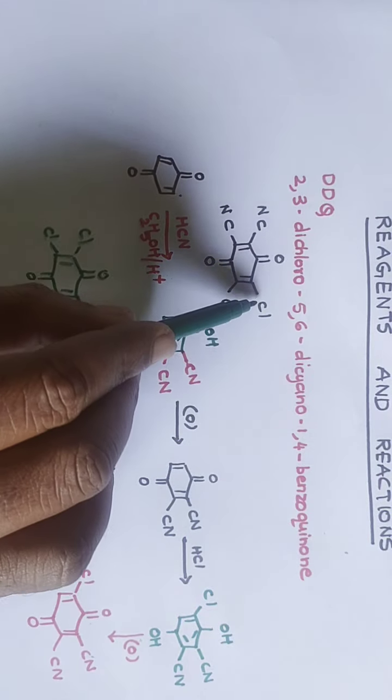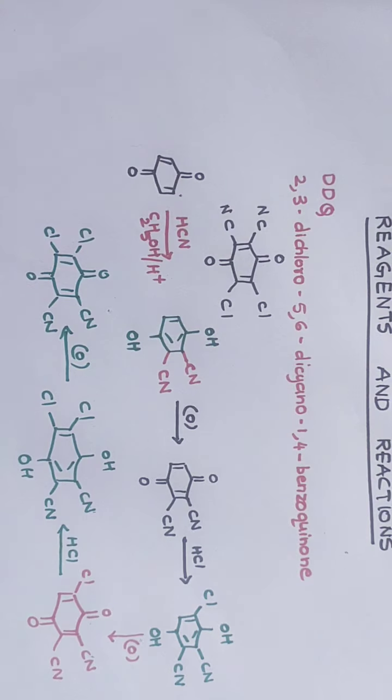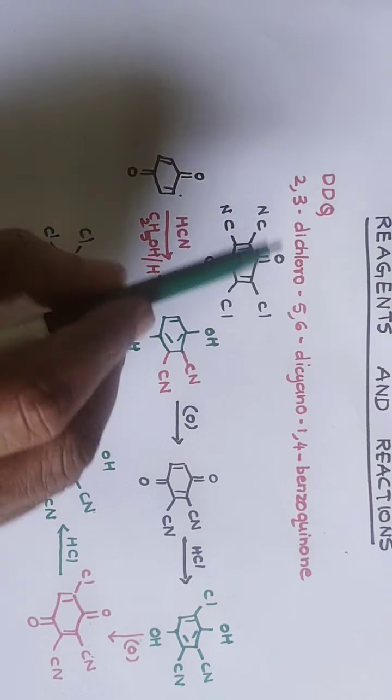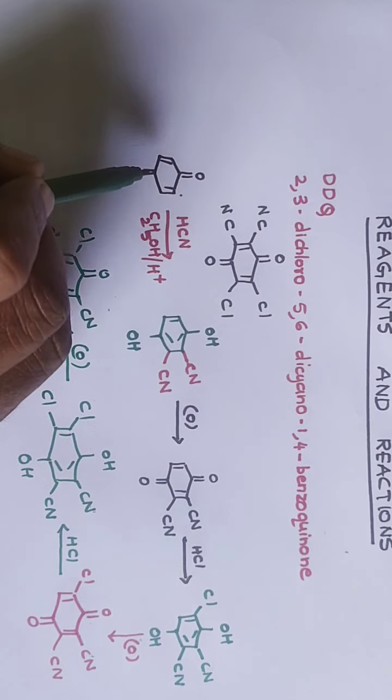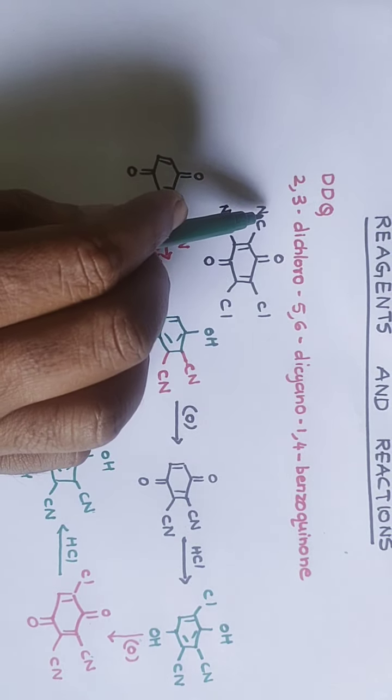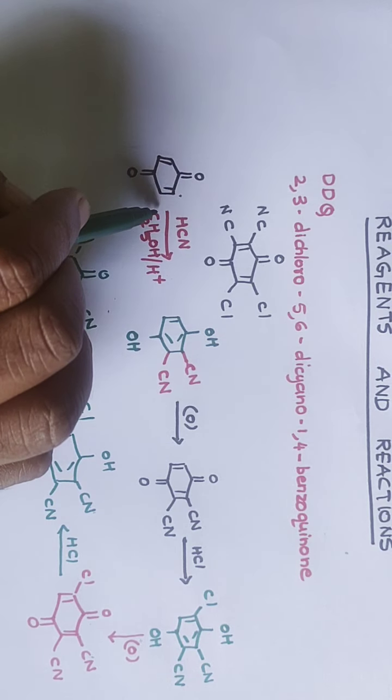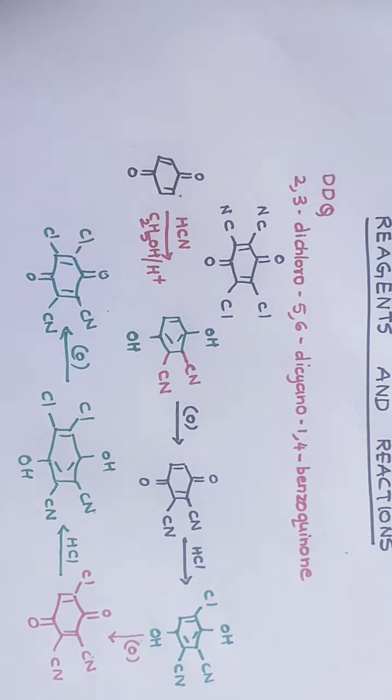It doesn't matter whether you write Cl this side or this side, because the numbering starts from the functional group carbon, and next we move on with the carbon to which the chlorine group is attached. So this is the preparation. Simply start with quinone. We want cyanide groups, so treat it with hydrogen cyanide. Then we want chloro groups, treat it with HCl.